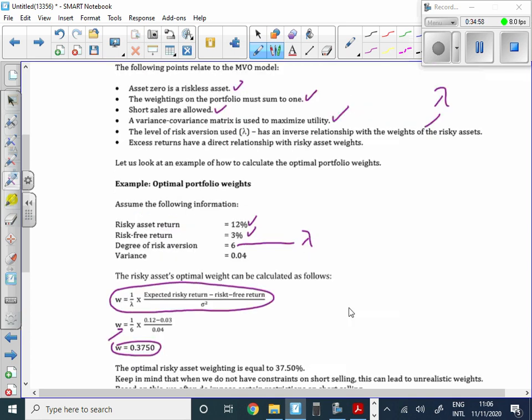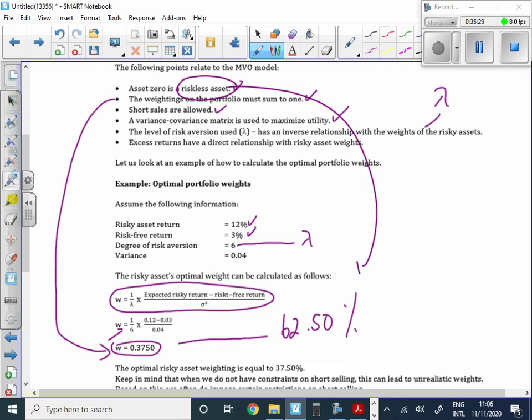Taking you back up to my rules over here, the weightings of the portfolio sum to 1. If I'm investing 37.5% into my risky asset, which is the one part of my equation, then how much will go to the balance? Of course, nice and easy math, which is 62.5% will go to the other asset. What is the other asset? That's the risk-free asset, the riskless asset. Okay, good.